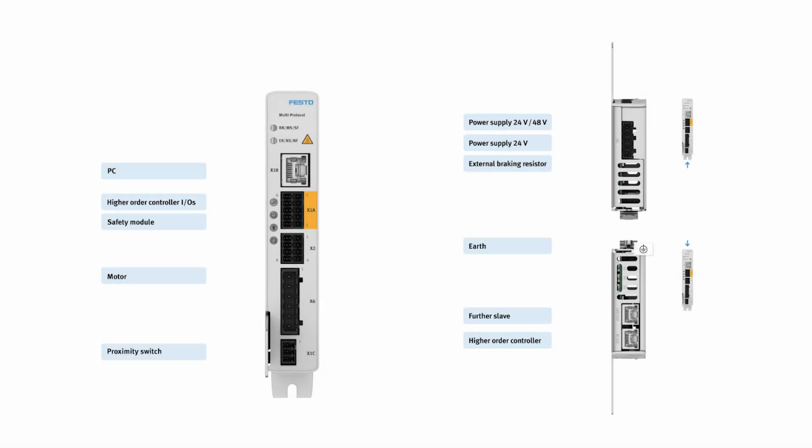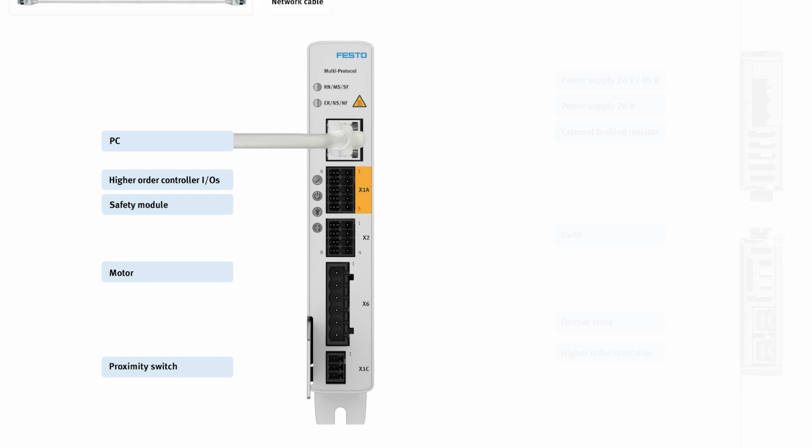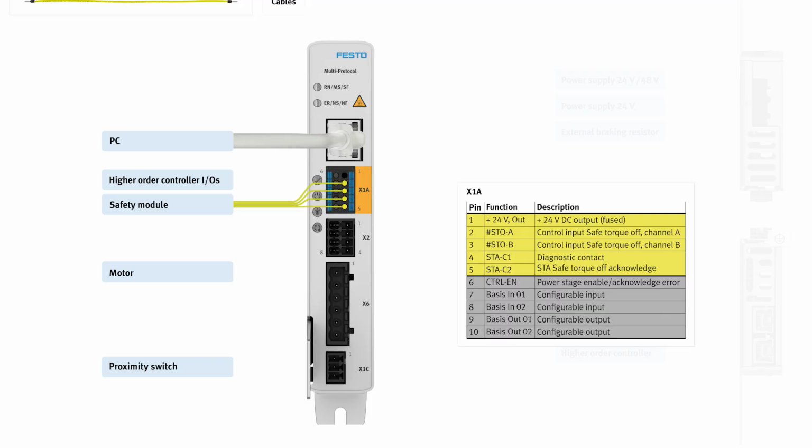Connect the hardware with the appropriate cables as shown. PC to CMMT-ST-X18 port via network cable. Safety module to CMMT-ST-X1A connector via cables. Higher order controller IOs to CMMT-ST-X1A connector via cables.